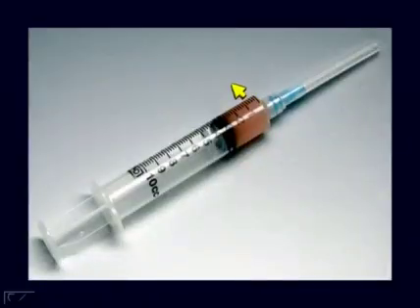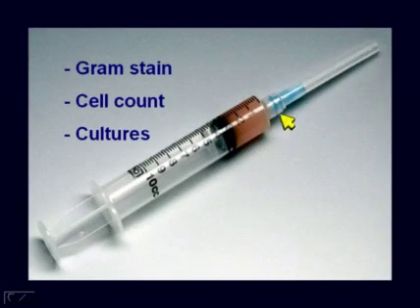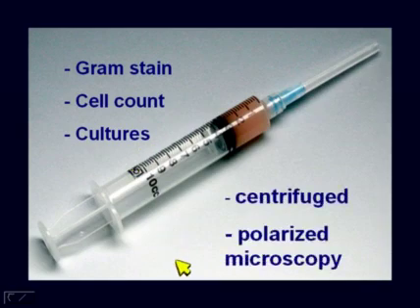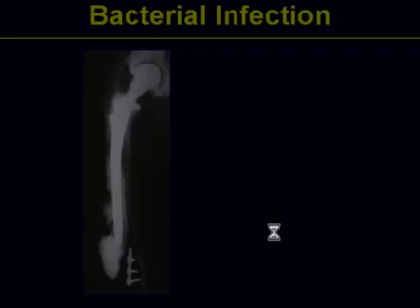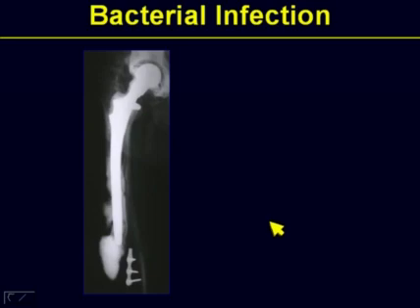The sample that we get would be, again, purulent, and the different parameters that we need are definitely a gram stain, cell count, and culture, especially if the patient has not started his antibiotics. In addition, however, we'd like to centrifuge much of this and look at it on polarized microscopy for any crystalline arthropathy in these individuals.